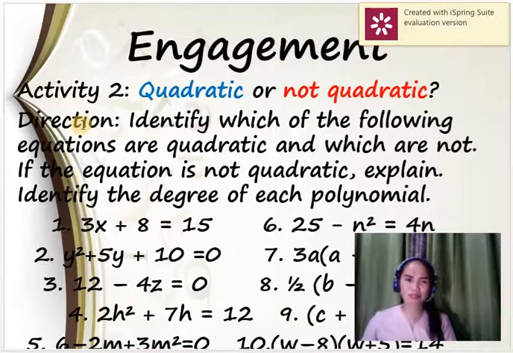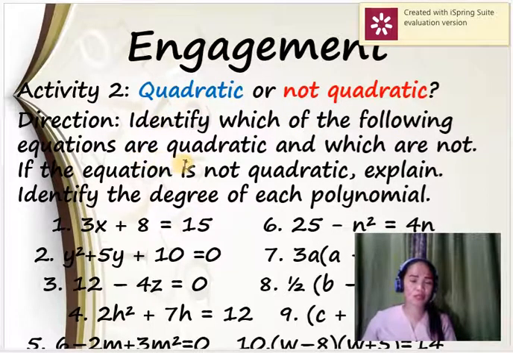Okay, so let us have activity 2. Quadratic or not quadratic. Direction: identify which of the following equations are quadratic and which are not. If the equation is not a quadratic, explain. Identify the degree of the polynomials.